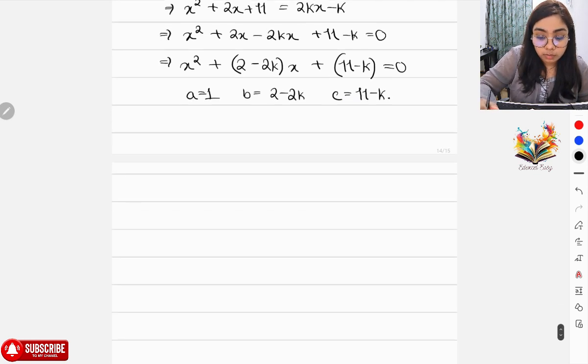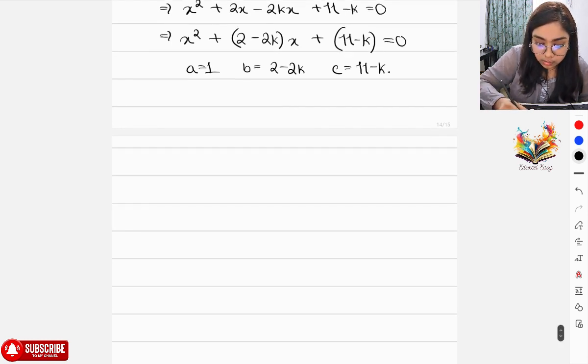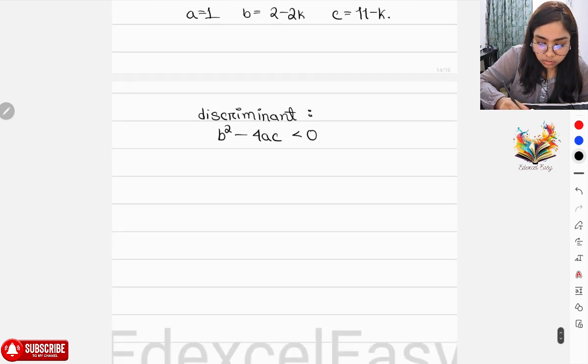After this point, we will calculate the discriminant. We'll try to find the range of k. The discriminant is b squared minus 4ac less than 0. According to this, the value for your b is (2 minus 2k) whole squared, minus 4 times 1 times C, which is 11 minus k, less than 0.